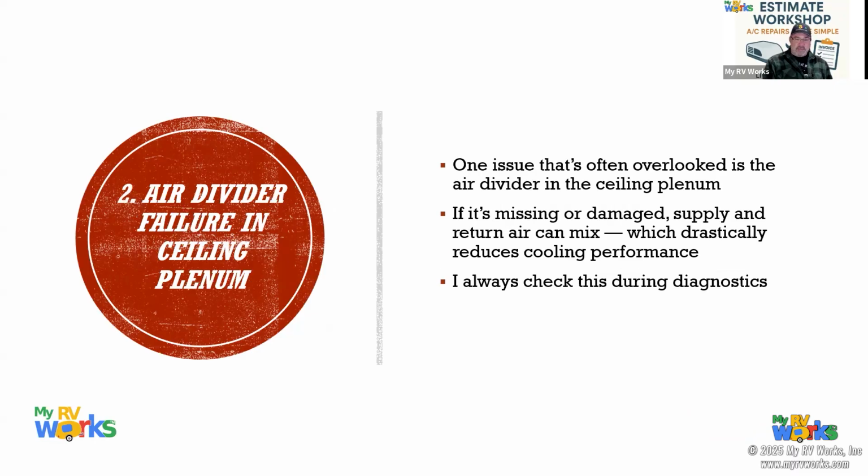Number two, the divider. The air divider, that's where you have a 14 by 14 box in your ceiling, and the return air and the supply air need to be kept separate. And I've got a really good video out there on what happens when the divider is leaking. It's like a dog chasing its tail. So your really, really cold conditioned air is mixing in with your air coming back in, and it just doesn't go to the RV. So I always check for that, and you'd be surprised how often you find that kind of stuff.